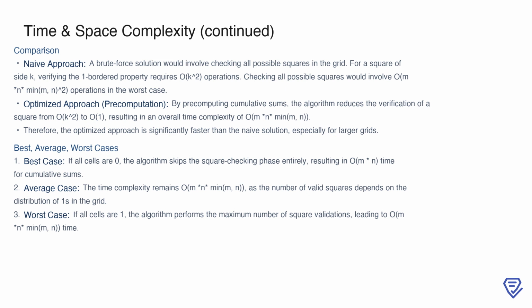Looking at the best, average, and worst cases, the best-case scenario occurs when all cells are 0, allowing the algorithm to skip the square-checking phase entirely, leaving only the cumulative sums phase with O(m*n) complexity. In the average case, the complexity depends on the distribution of ones in the grid. The worst-case scenario, where all cells are 1, involves the maximum number of square validations, leading to O(m*n*min(m, n)) complexity, matching the theoretical bound.